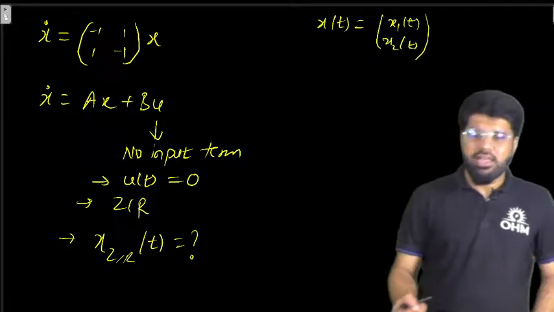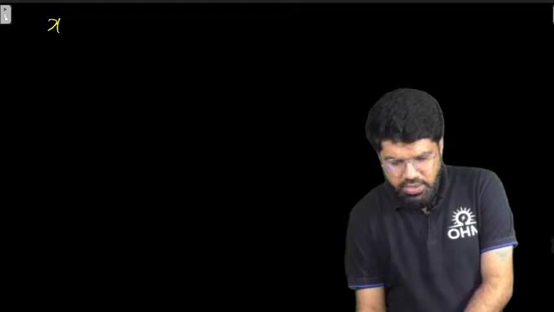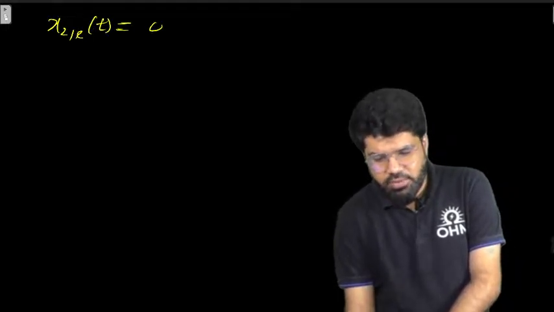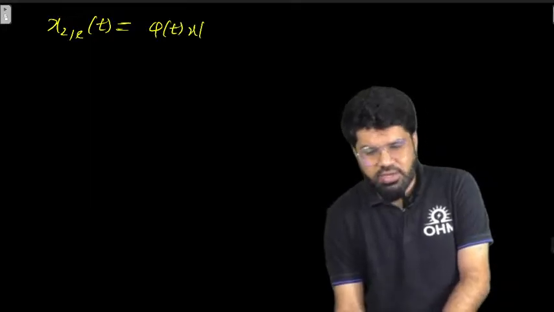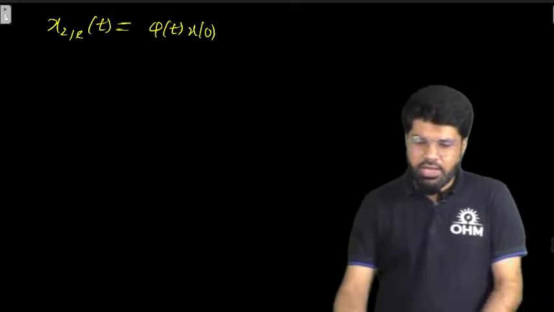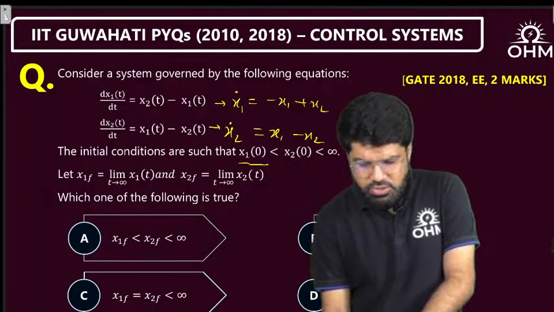Now, what is the ZIR formula? In time domain and s domain, I will write both. xZIR(t) is given by the formula phi(t) into x0, where x0 is the initial condition, the initial state. What is some information on the initial condition? x1(0) less than x2(0) less than infinity.